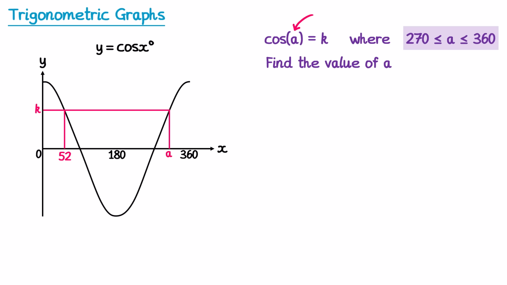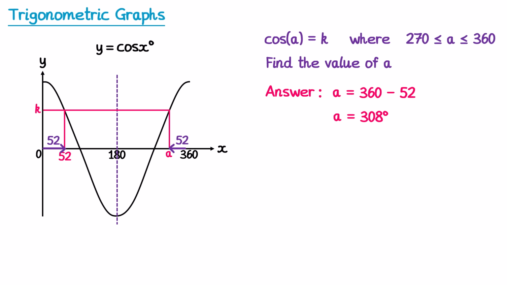Well, the cos graph is also symmetrical. We could draw a line of symmetry down here. To get from 0 to 52, we add on 52. So this must be the same distance as going from 360 back to a. So that's also 52. So to find the value of a, we do 360 subtract 52, which is 308.